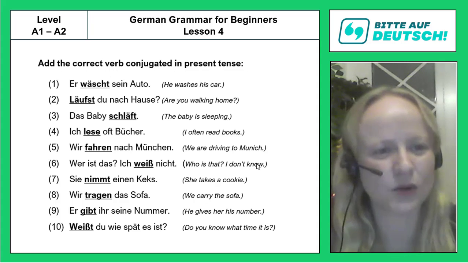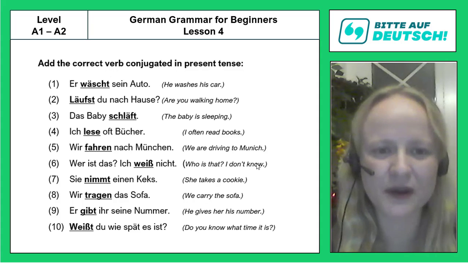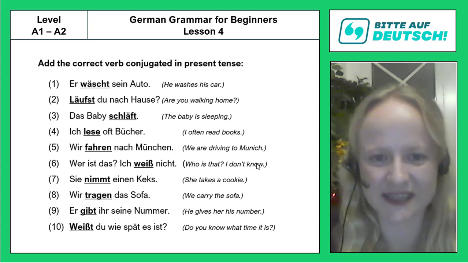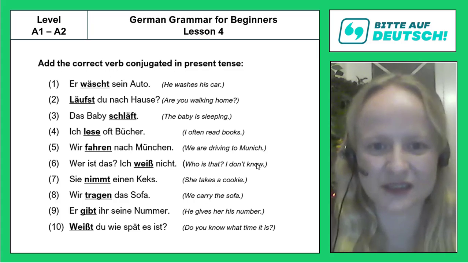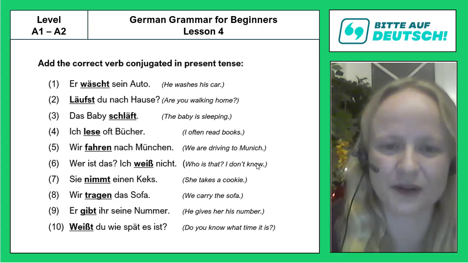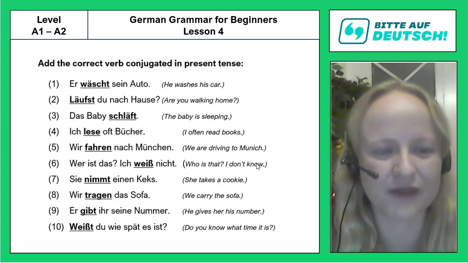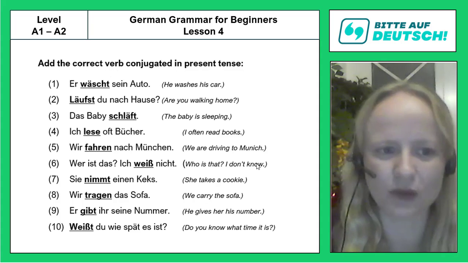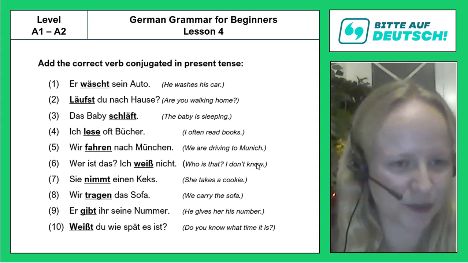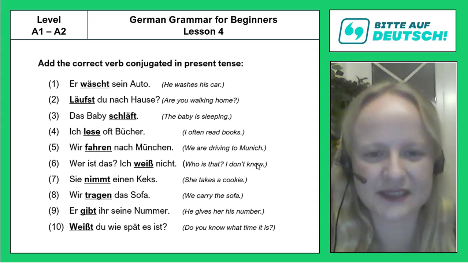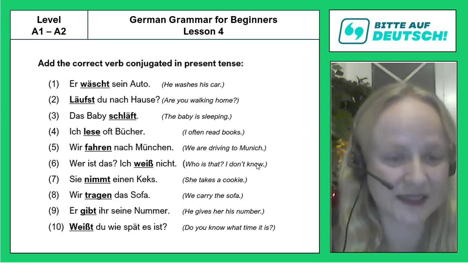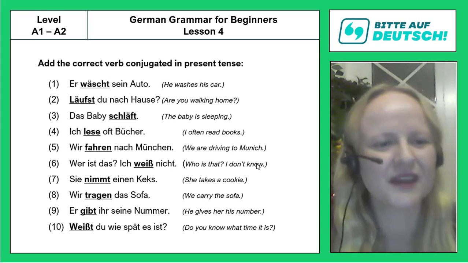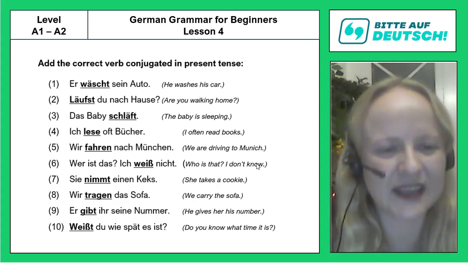So the task was to add the correct verb conjugated in present tense, specifically for verbs that have a stem change. So that is what defines an irregular verb, when the stem of the verb usually contains a vowel change. So here I provided you with gaps and the translation in brackets behind, so you know what the finalized sentence is supposed to mean. And then let's start with number 1.